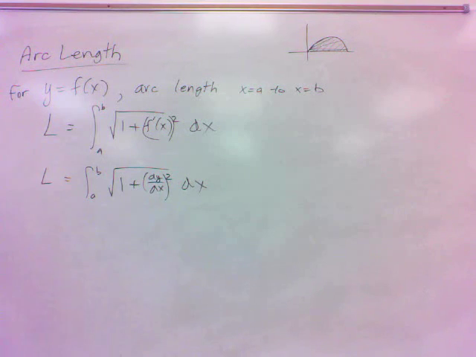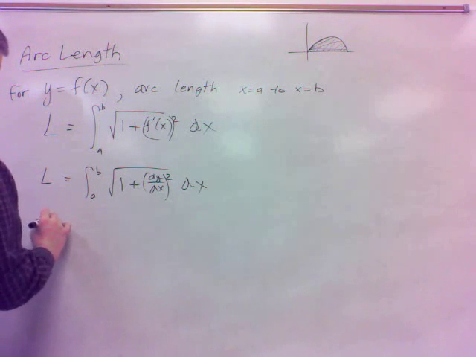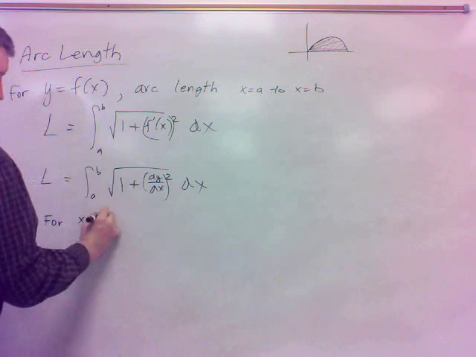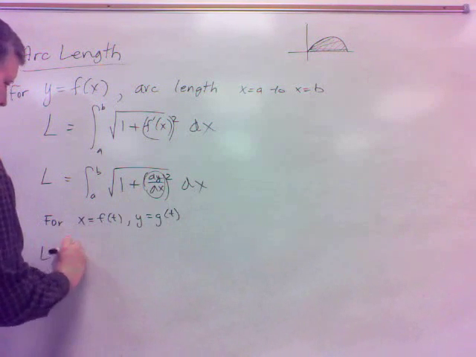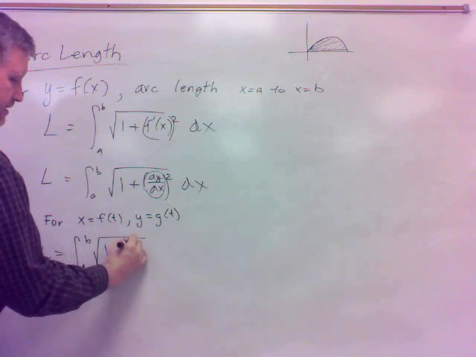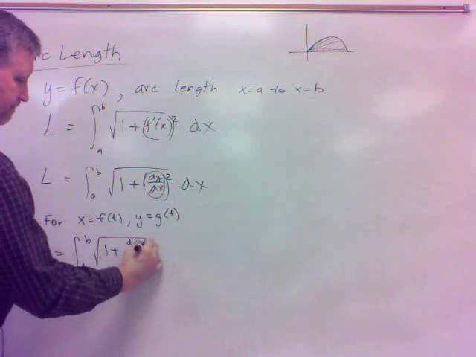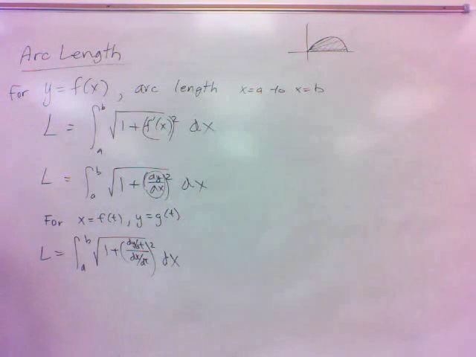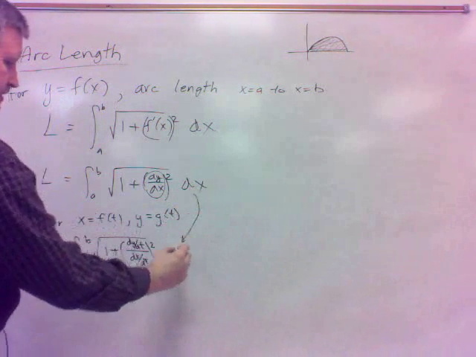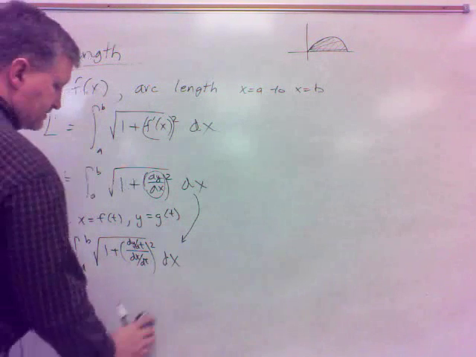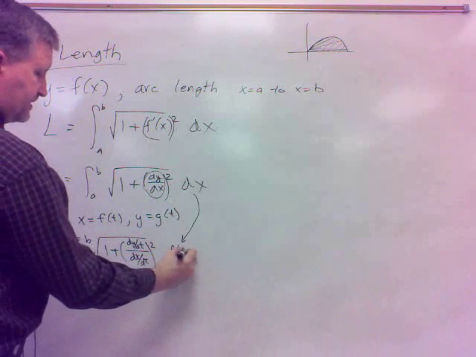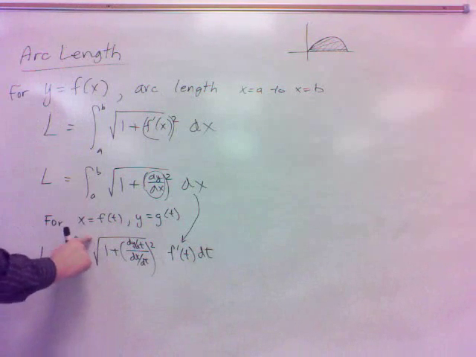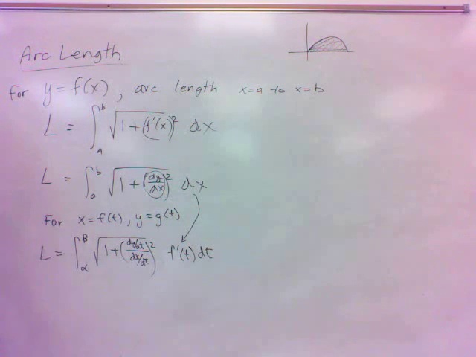Or to put it another way, if we're in a parametric setting, then x equals f of t, y equals g of t, then we know that dy dx is dy dt over dx dt, and that would be squared. Now I've changed over to parametric, so I need to get this in terms of t. I remember dx was f prime of t dt. And instead of x equals a to b, now I'm going to go from t equals alpha to beta. All right?